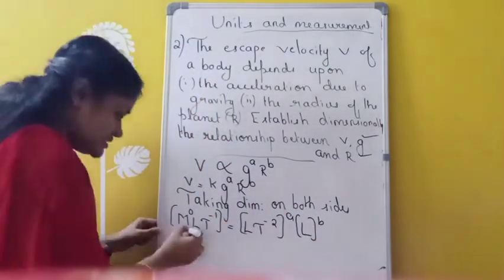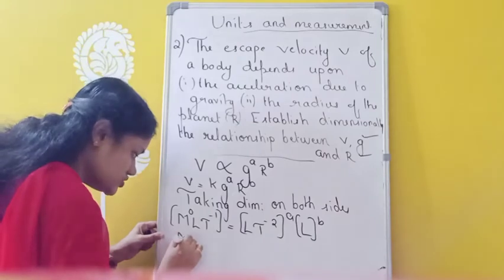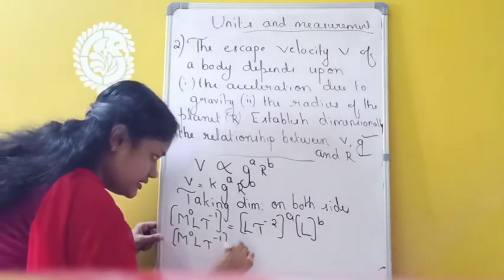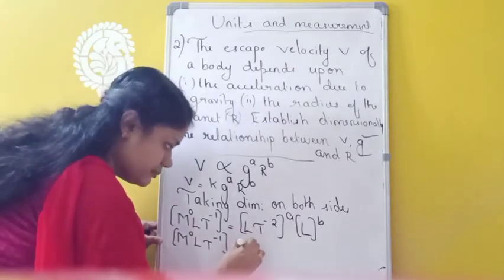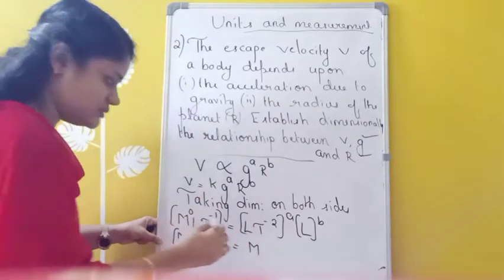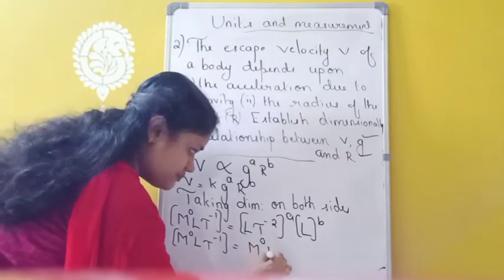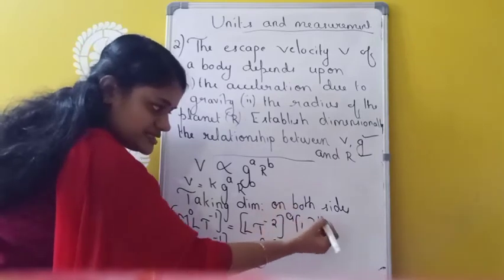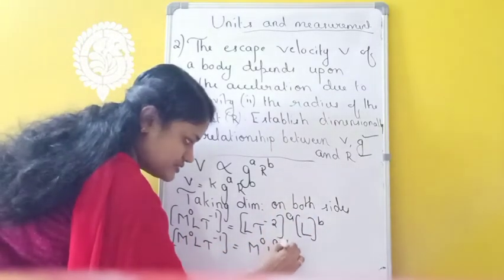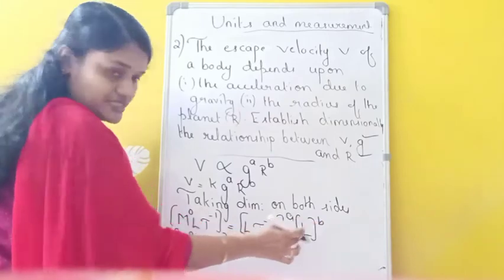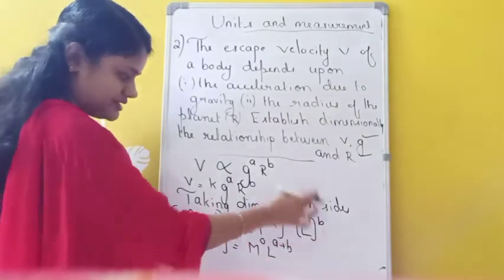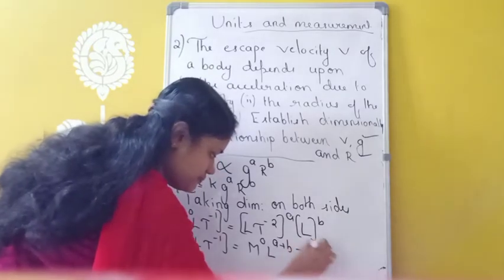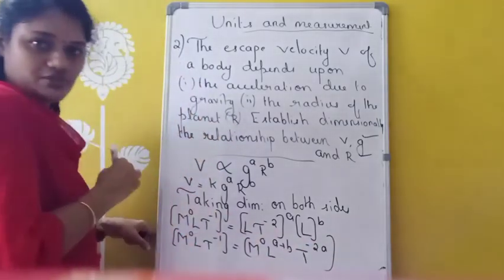Now I am again simplifying. Here we have M raised to 0, L T raised to minus 1 equals, here we have M raised to 0 only, as no power is there. Then L raised to A, plus L raised to B. That means L raised to A plus B, since A raised to M into A raised to N means A raised to M plus N. Similarly, we have T raised to minus 2A. Now I have simplified.